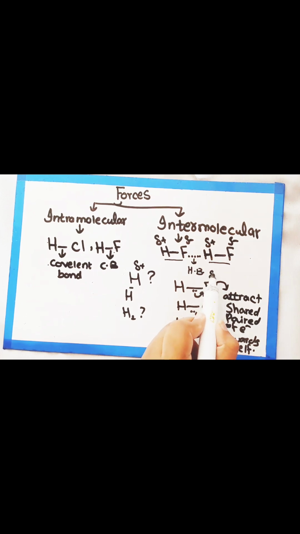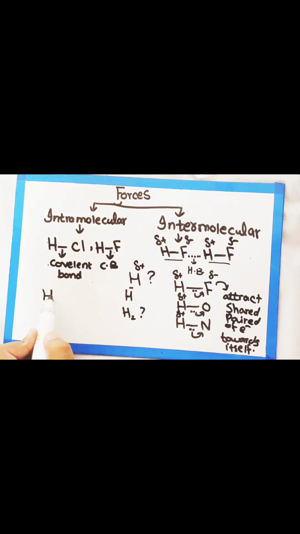When fluorine attracts the shared pair of electrons toward itself, it gets a partial negative charge. It is a partial negative charge, not a complete negative charge, as the electron pair is just going close to the fluorine atom, not completely added to it. So fluorine gets a partial negative charge and hydrogen gets a partial positive charge. So when, in hydrofluoric acid, the partial positive hydrogen atom of one molecule comes nearer to the partial negative fluorine atom of another hydrofluoric acid molecule, a hydrogen bond develops between them.